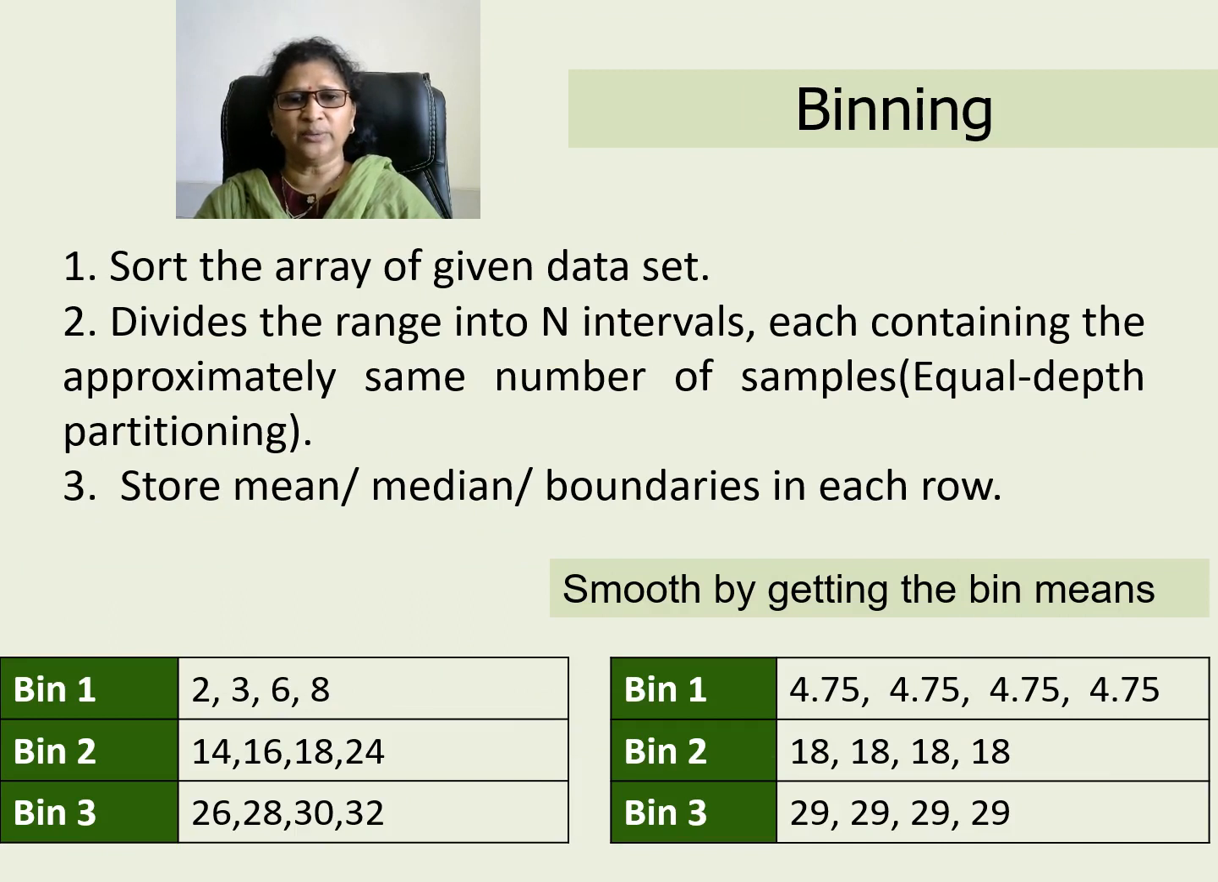Let's look at these two tables. This is an example of binning. In bin 1 we have these values, in bin 2 these are the values, and in bin 3 these are the values. When we smooth this bin with the means, we compute the mean of these four values, that is 2 plus 3 plus 6 plus 8 divided by 4. The mean comes out to be 4.75. Each value in the bin is replaced with the mean value. So this is said to be smoothing because all of them are at the same level.